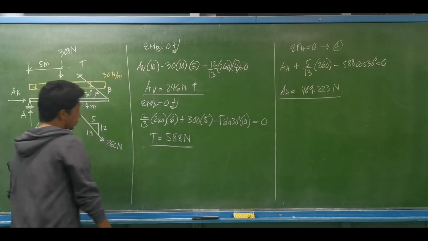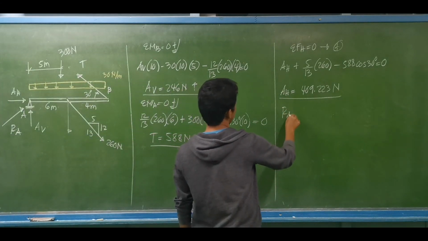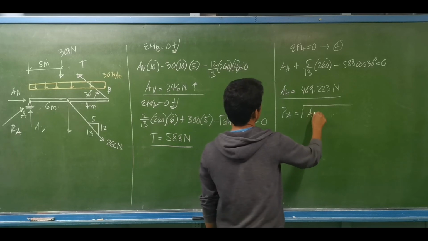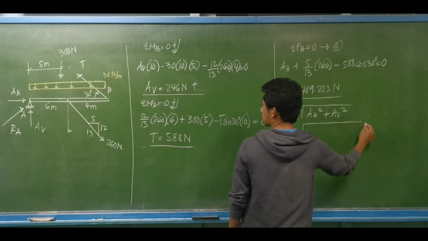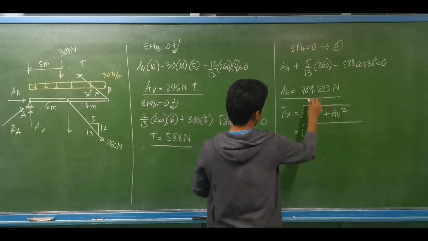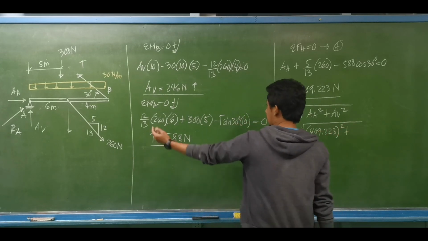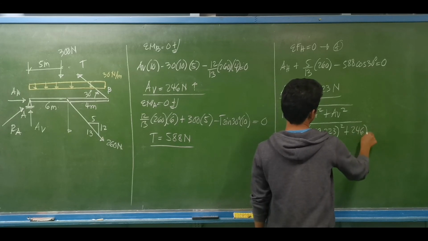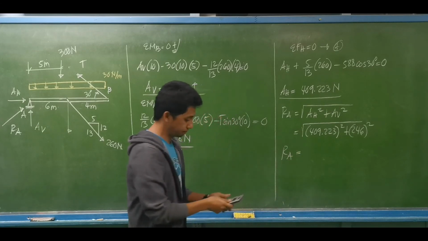Since the problem asks for the reaction at A, we are looking for the resultant reaction at A, since it is not specified as vertical reaction or horizontal reaction. How to compute for the actual reaction at A? That is the square root of A horizontal squared plus A vertical squared. So we have the square root of 409.223 squared plus A vertical, we have 246 squared. So this is the actual reaction at point A.